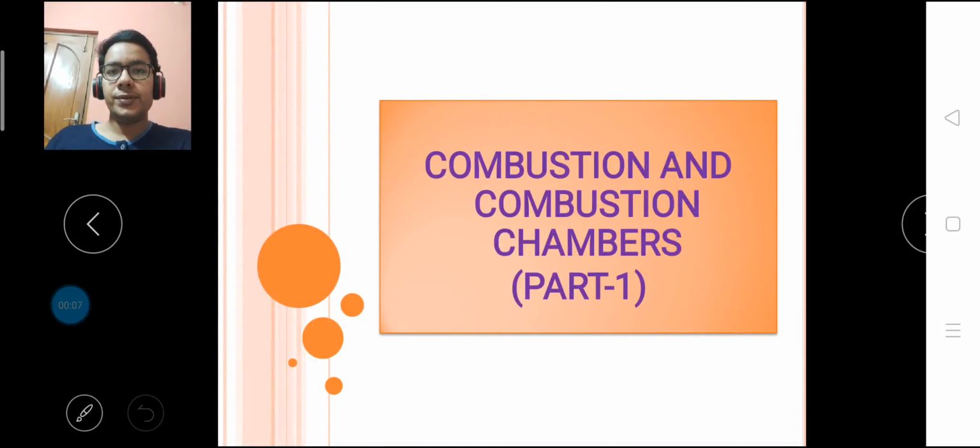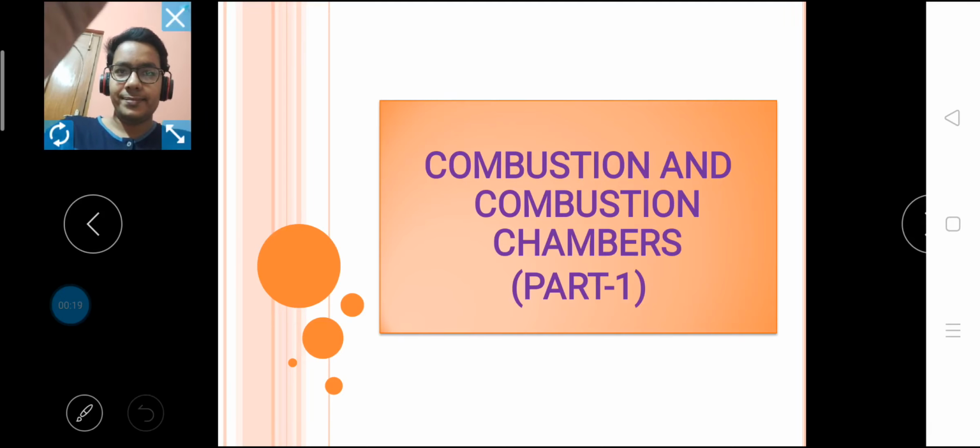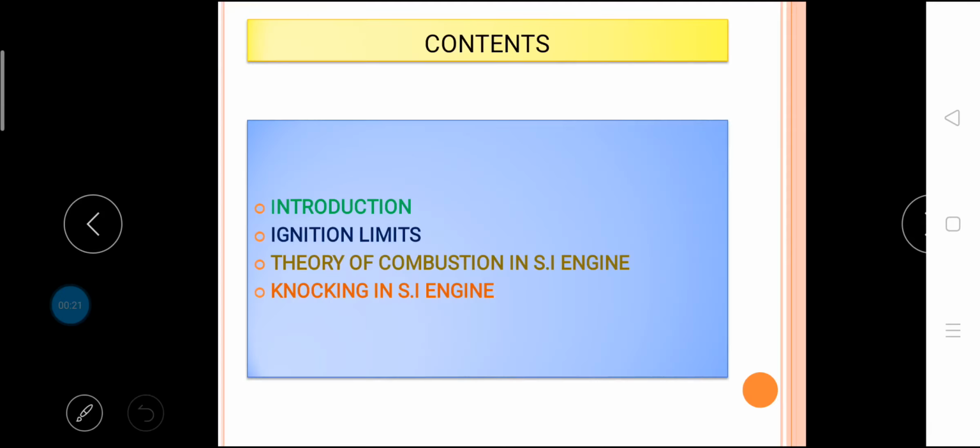Today I am going to present another important topic, combustion and combustion chambers related to internal combustion engines and automobile engineering. Let's start the session. These are the main contents: introduction, ignition limits, theory of combustion in spark ignition engine and knocking phenomena in spark ignition engine. Let us discuss one by one.